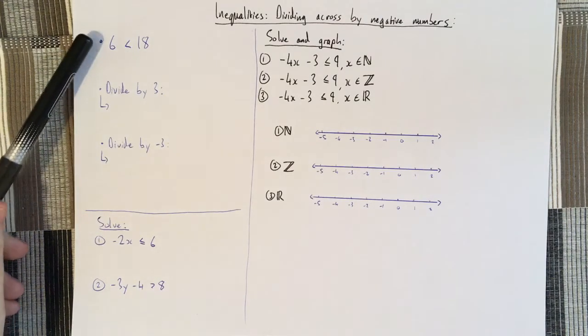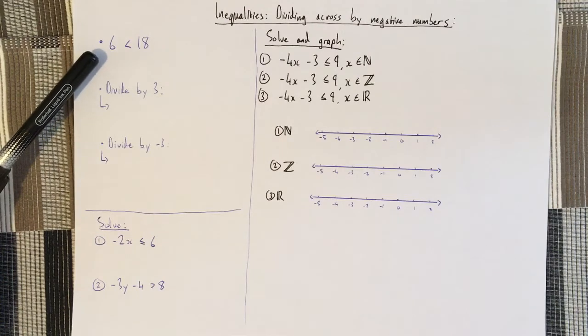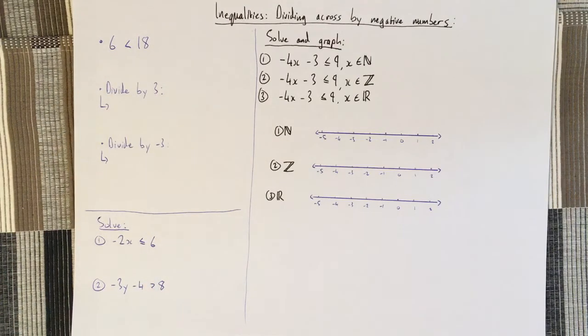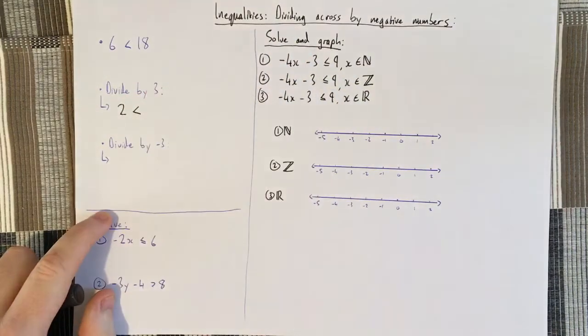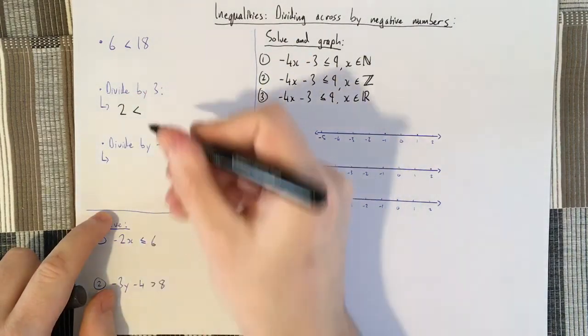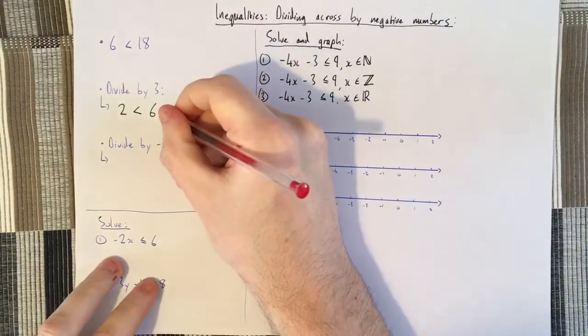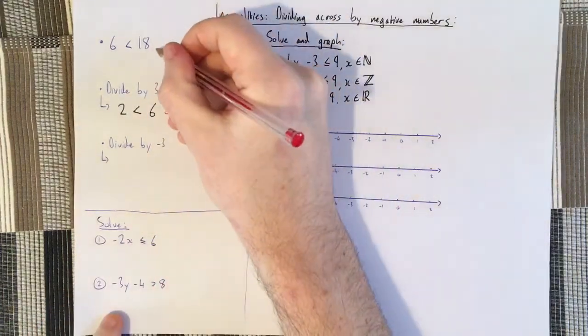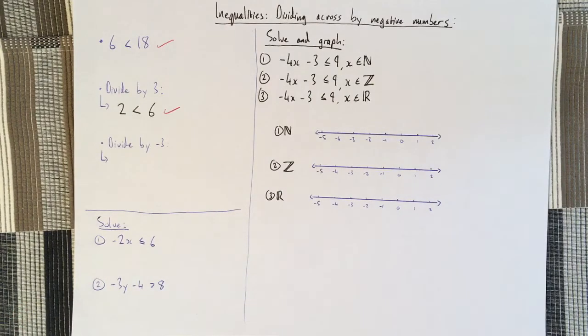So people will hopefully agree that 6 is less than 18. What happens if I divide across by 3? So divide both sides of that inequality by 3. Well, 6 divided by 3 is 2, is less than 18 divided by 3 is 6. So is that still true? Is 2 less than 6? Yes, it is. So my original one is true, it's correct, and after I divide both sides by 3, it's still correct.